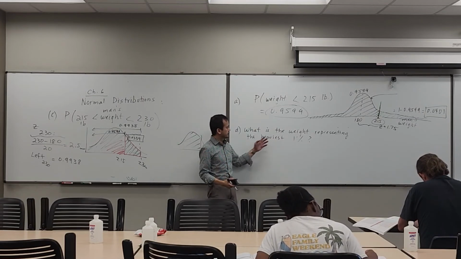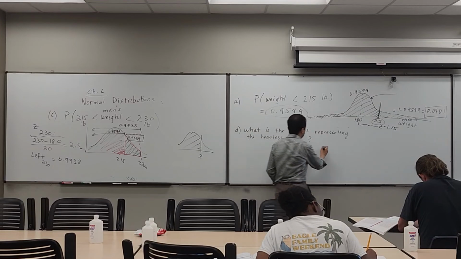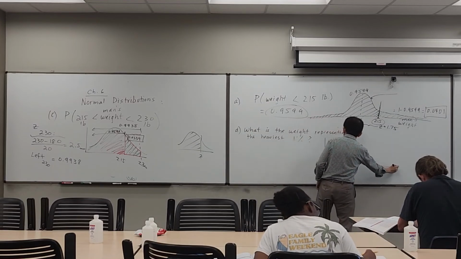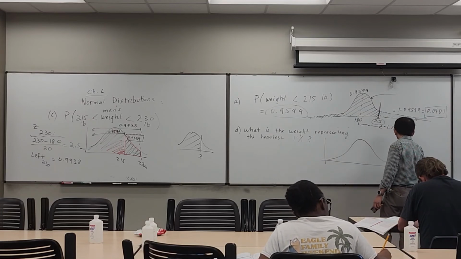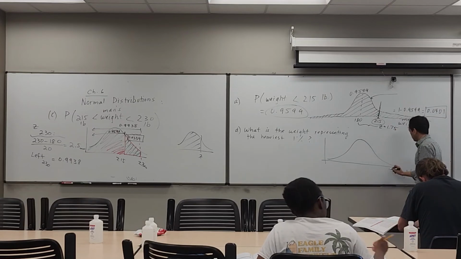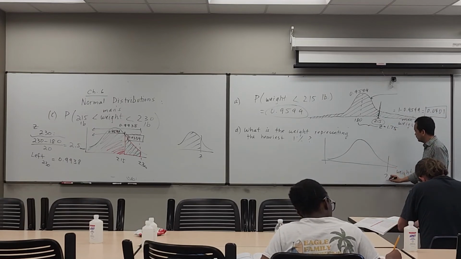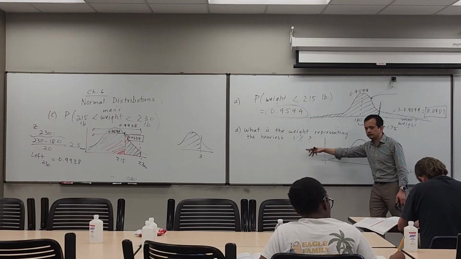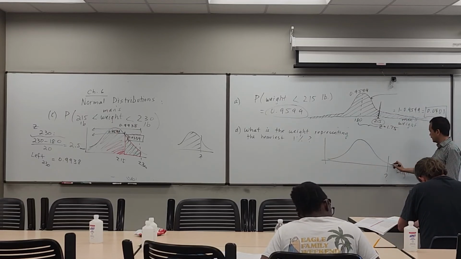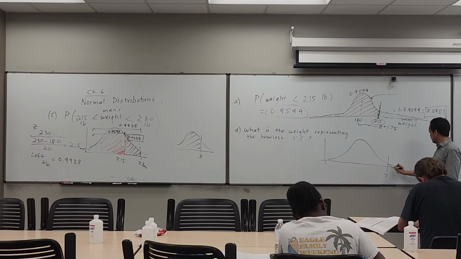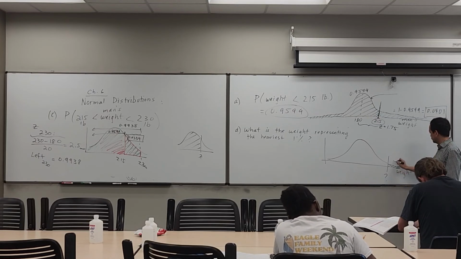So let's visualize this situation. So we look at the weight distribution. We want to find the weight here. That's the heaviest 1%. That means only 1% of all men are heavier than that. That means that this total area under the bell curve is only 1% on the right.